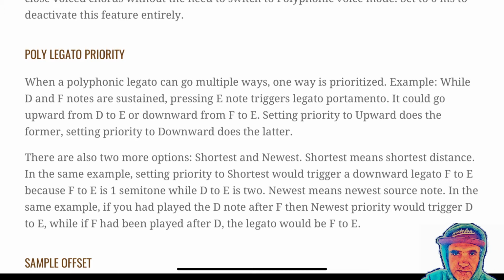Shortest means shortest distance. In the same example, setting priority to shortest would trigger a downward legato F to E, because F to E is one semitone, while D to E is 2. Newest means newest source note. In the same example, if you had played the D note after F, then newest priority would trigger D to E, while if F had been played after D, the legato would be F to E. Let me show you that on the keyboard.